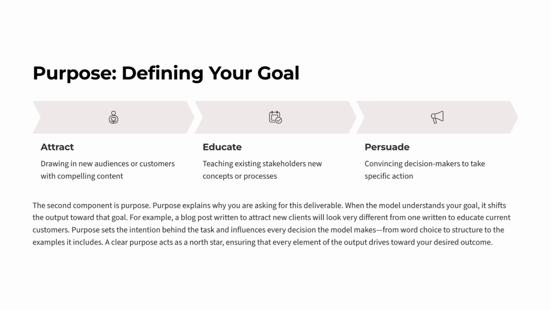The second component is purpose. Purpose explains why you are asking for this deliverable. When the model understands your goal, it shifts the output toward that goal. For example, a blog post written to attract new clients will look very different from one written to educate current customers. Purpose sets the intention behind the task.